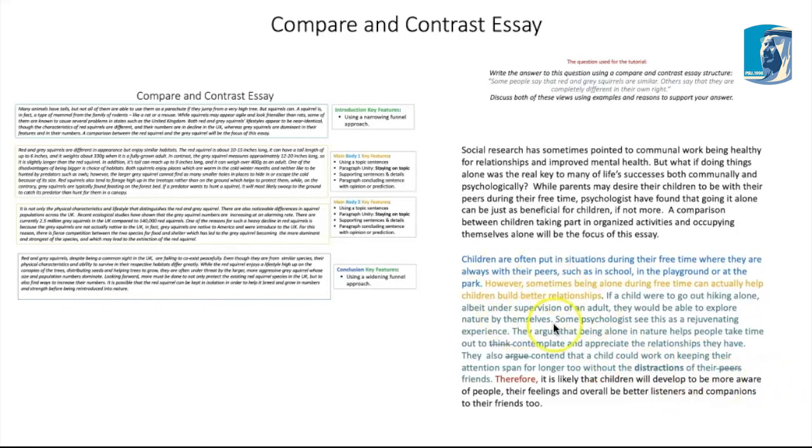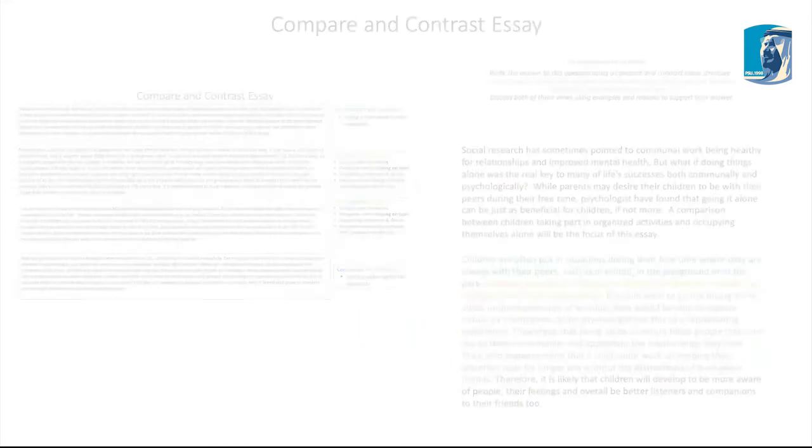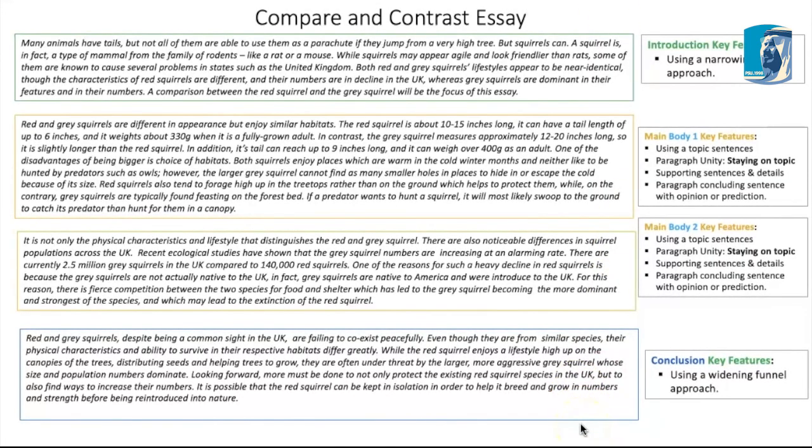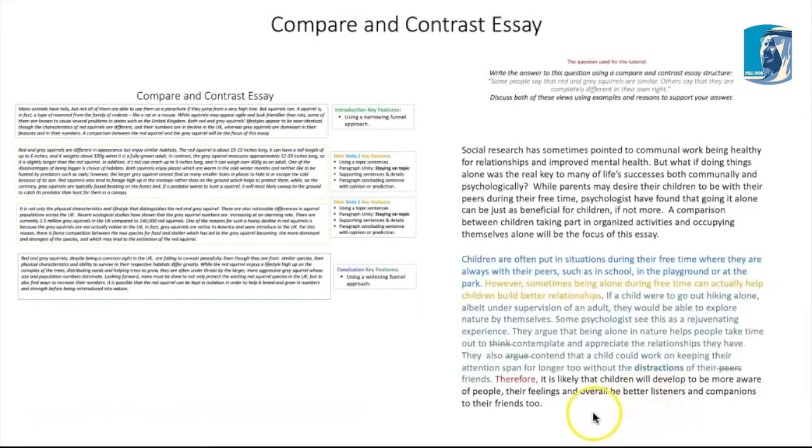Here you'll see that in the context of this question, the context of the question that you got with regard to children working alone or working in groups, you've got the idea that it's about psychology, whereas when we were talking about grey and red squirrels, it was more about, what did we say here? We said it was about ecology. Okay, so ecology. So make that distinction.